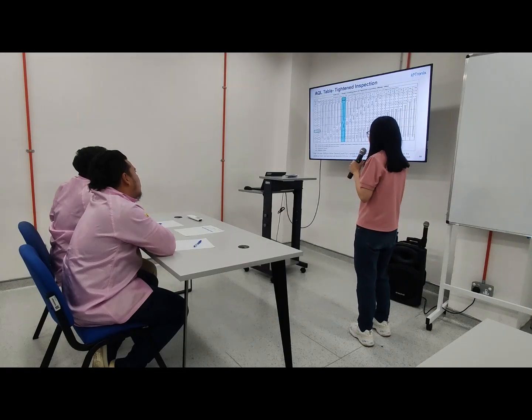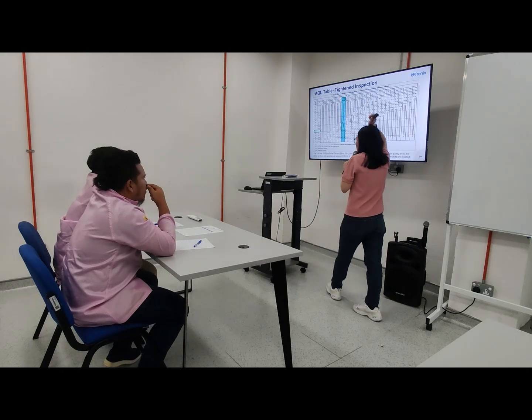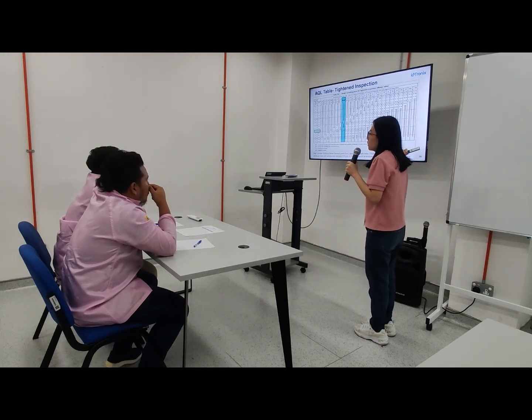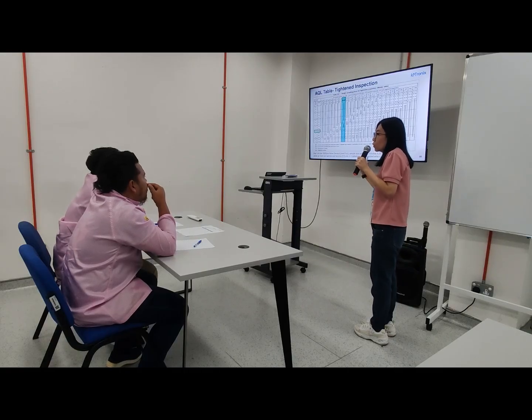And I also put another one. This is tightened inspection. For example, if we have a few batches of products that have defects, then we need to conduct a more tightened inspection. More tightened means the sample size will be larger.